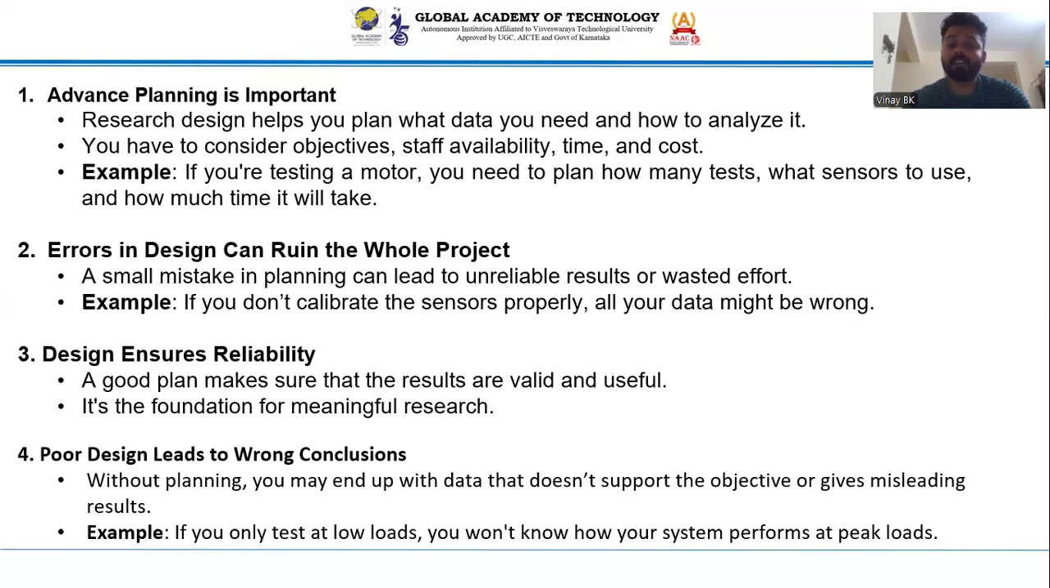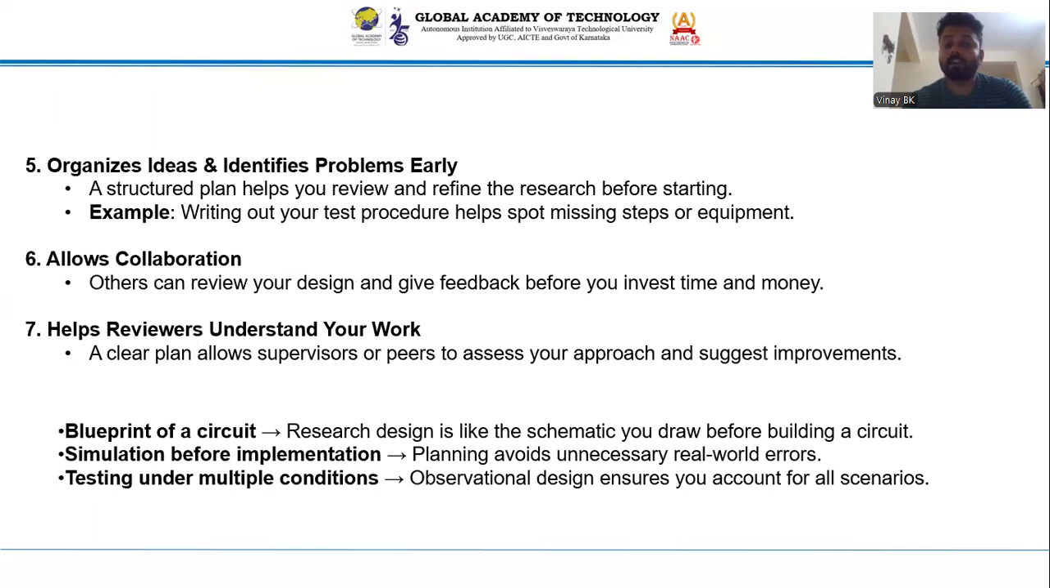But a poor design leads to wrong conclusions. Without planning, you may end up with data that doesn't support the objectives or gives misleading results. For example, if you only test at low loads, you won't know how your system performs at peak loads. That's why you should know that poor design leads to wrong conclusions. And it organizes ideas and identifies problems early. A structured plan helps you review and refine the research before starting. Example, writing out your test procedure helps spot missing steps or equipment.